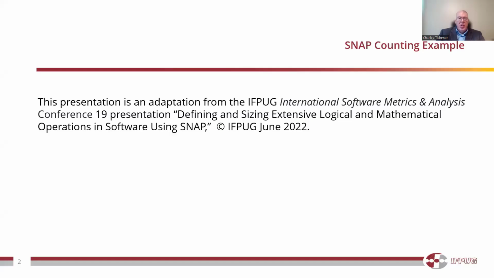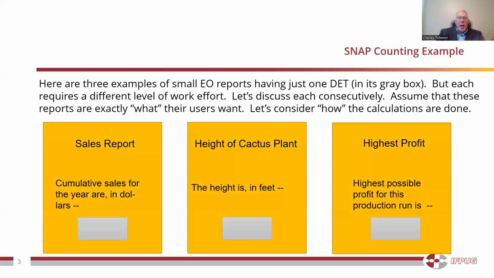And again, this presentation is an adaptation from the IFPUG International Software Metrics and Analysis Conference 19, presented in June of 2022. Now in 3A, just as a refresher, we had 3 reports: a sales report, which was worth 4 function points. It was very simple. It could be done with a 4-function calculator. The height of a cactus plant was a little bit more complex. It needed a scientific calculator.